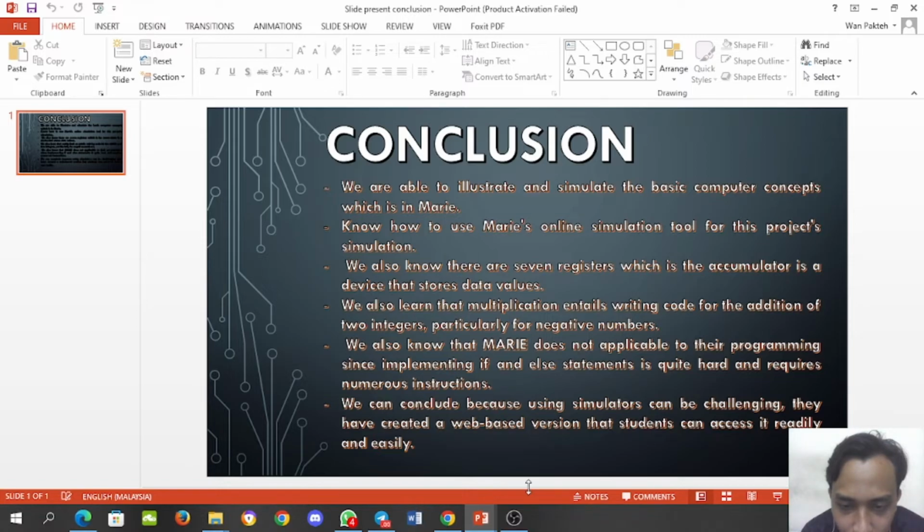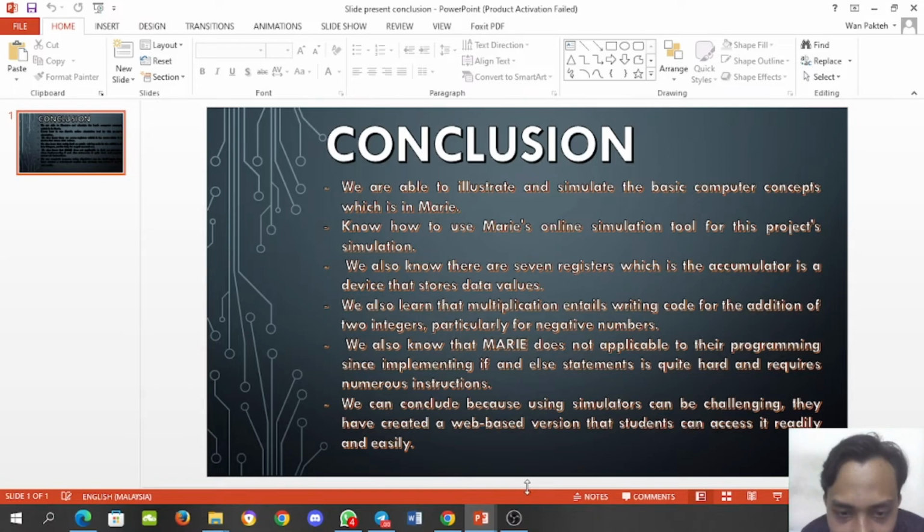In Mary, we also know there are 7 registers. The accumulator is a device that stores data values. This is a general purpose register that stores information from the CPU to process. The memory address register contains the memory address and the data being referred to. The memory buffer register stores either data that has just been read from memory or data that is about to be written to memory.